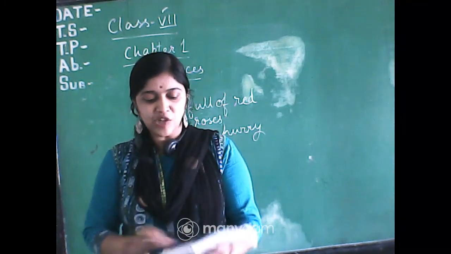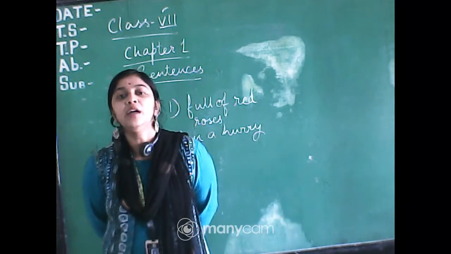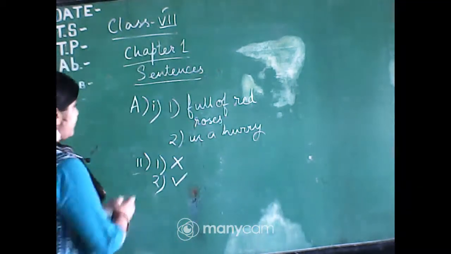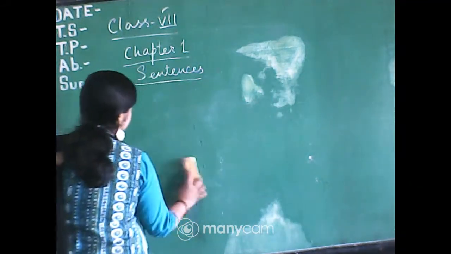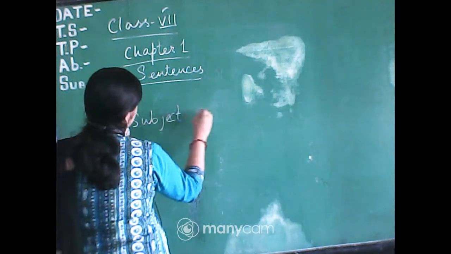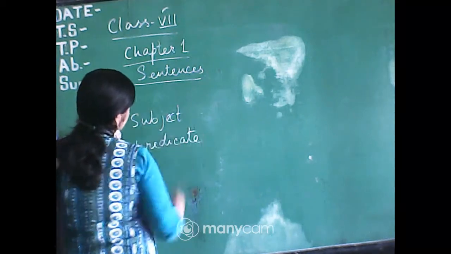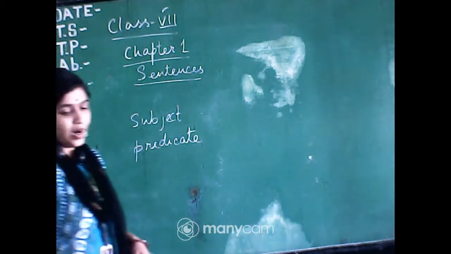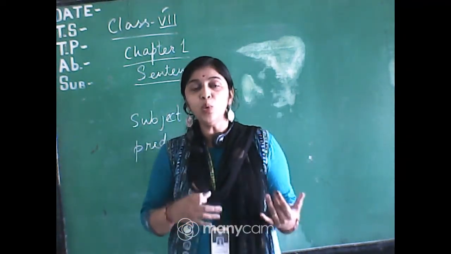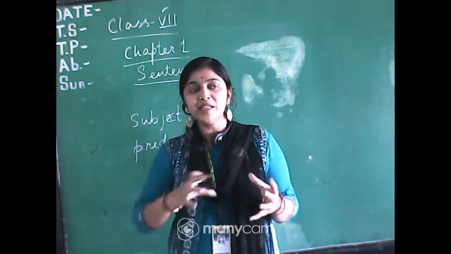Come to the next part of the chapter, that is parts of sentences. As I told you, structurally a sentence can be divided into two parts, subject and predicate. Subject and predicate. So, what is the subject? A subject is that part of the sentence which tells you who or what the sentence is about. That is, what is the sentence about.